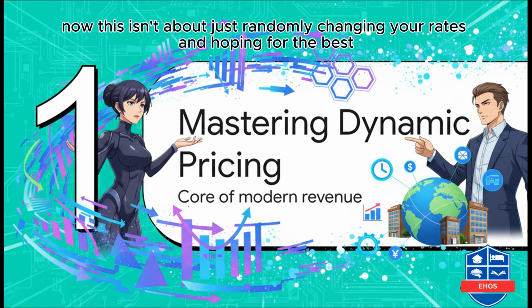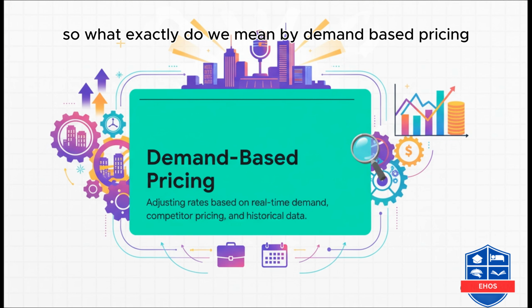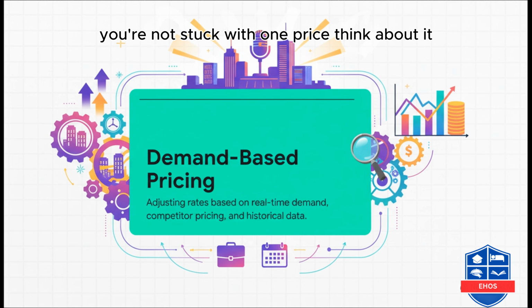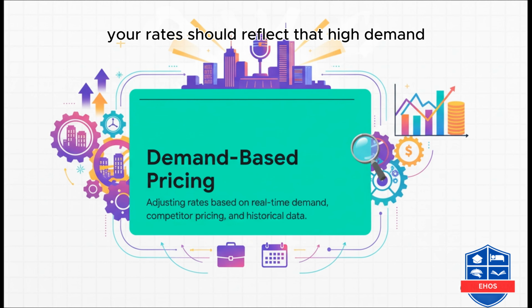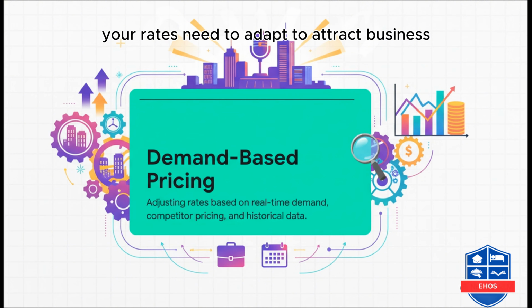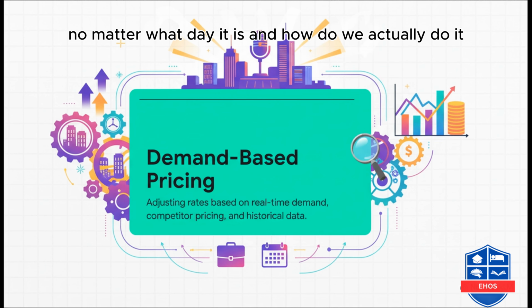Now, this isn't about just randomly changing your rates and hoping for the best. It's about being smart. It's about using data to make quick, intelligent decisions that keep you one step ahead of the market. This is where the magic really happens. So what exactly do we mean by demand-based pricing? At its heart, it just means you're flexible. You're not stuck with one price. Think about it. When there's a huge festival in town and your city is buzzing, your rate should reflect that high demand. But on a quiet Tuesday in the middle of February, your rates need to adapt to attract business. It's all about constantly adjusting to capture the absolute maximum revenue, no matter what day it is.